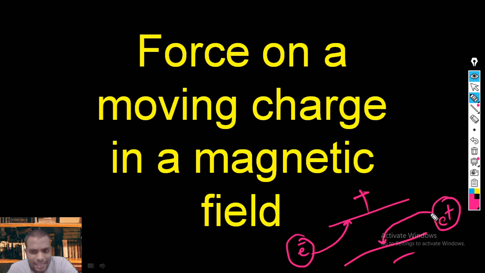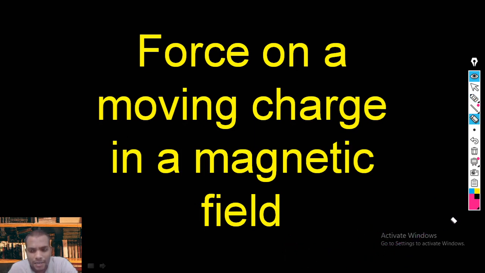So here we understand the path or the curvature. It won't go straight, it will move. That is due to attraction, because of the electric field. But here, if a charge is moving in a magnetic field, some force is acting on the charge.